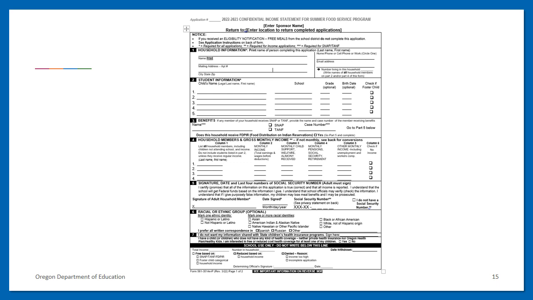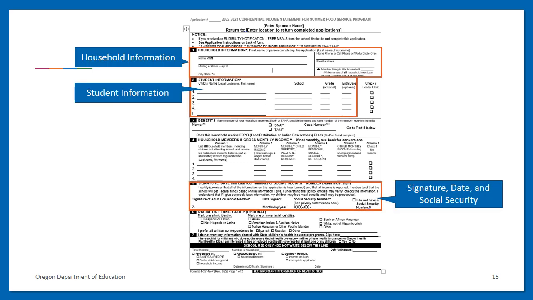Let's review how to verify that a CIS is valid. Section 1, Household Information, Section 2, Student, meaning participants' information, and Section 5, Signature, Date, and last four or no Social Security number. The CIS is valid from the month that it is signed in until the end of the same month 1 year later.